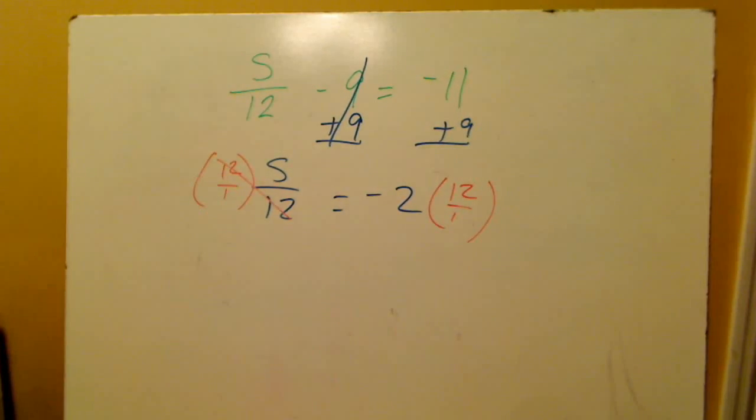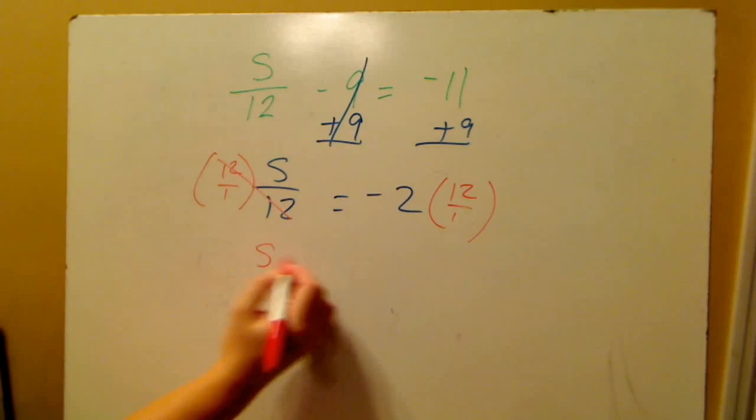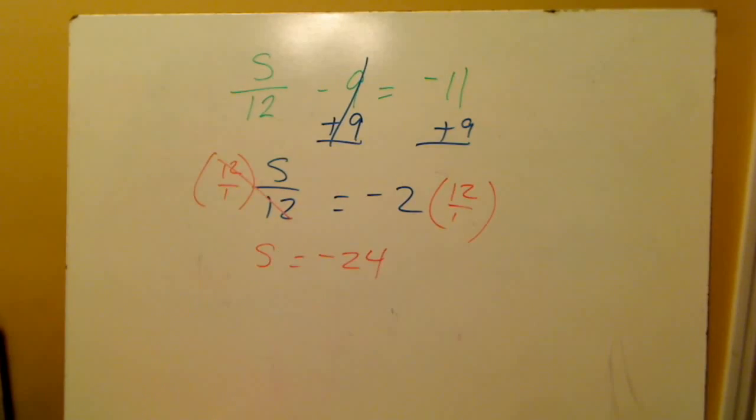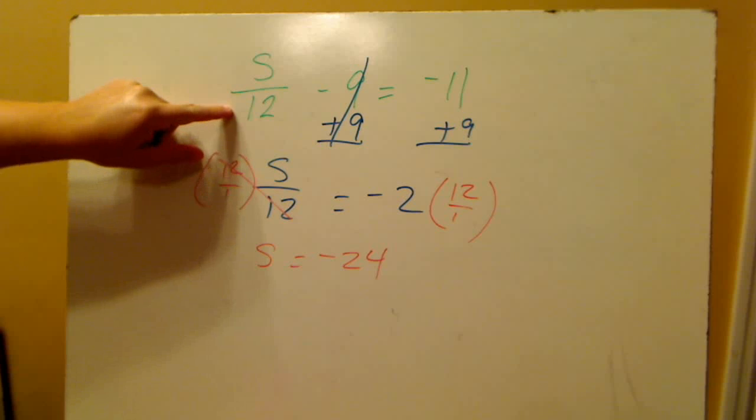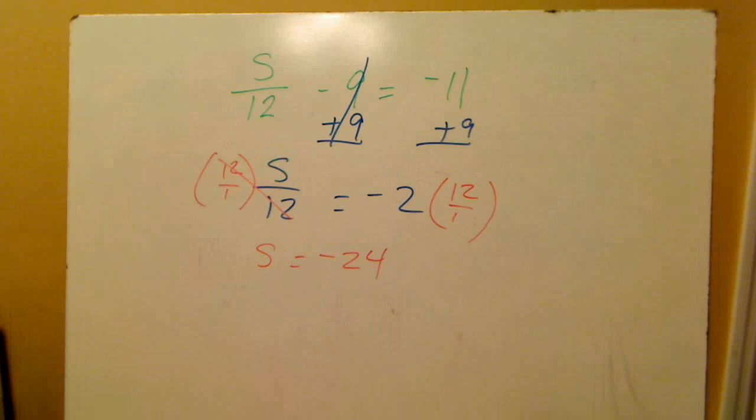The 12 and 12 will cancel out. You're left with s equals negative 24. Again, if you go back in and check, negative 24 divided by 12 is negative 2. Negative 2 minus 9 is negative 11. So our answer does work.